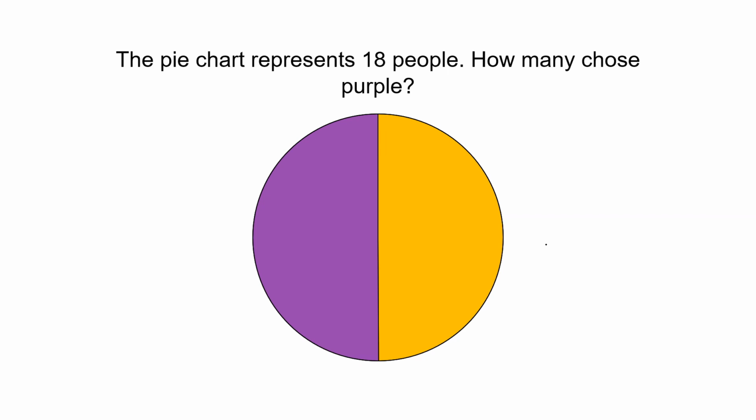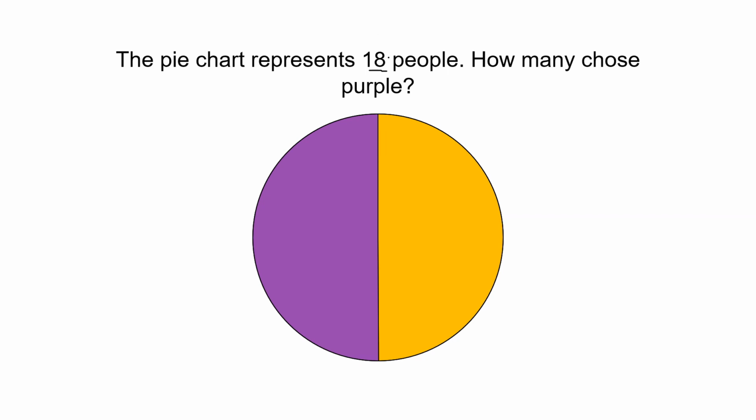Let's start off with a couple of these. So a pie chart represents 18 people. So it's important to note the important information here. So the whole chart represents 18 people. And it asks us how many chose purple. So if we have a look, we've got 2 colours. We've got purple and we've got orange. So out of the 2, it asks us to find how many chose purple.